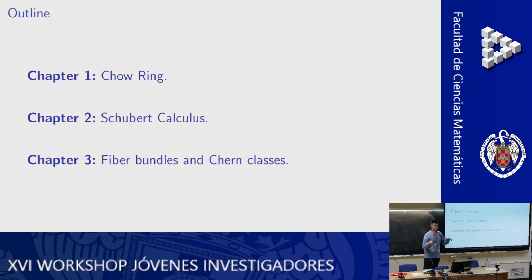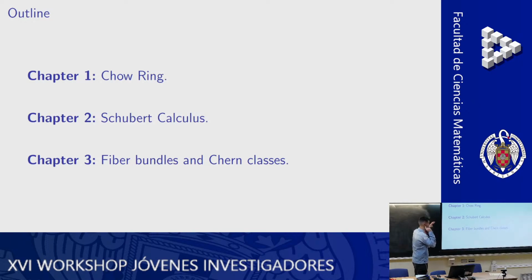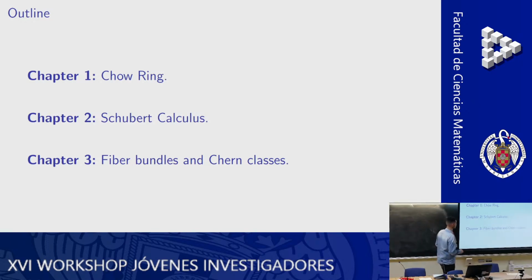So the talk is divided basically in three parts. The part of a motivation of the Chow ring and hopefully a nice definition of the Chow ring with the help of the Weil theorem.